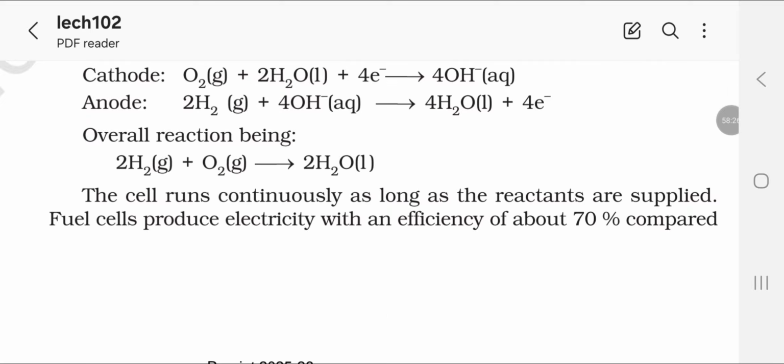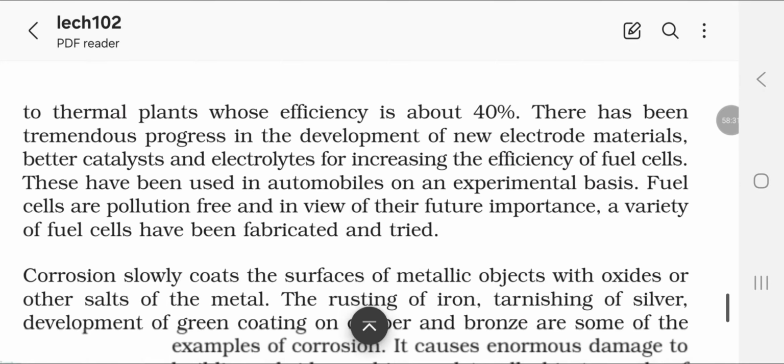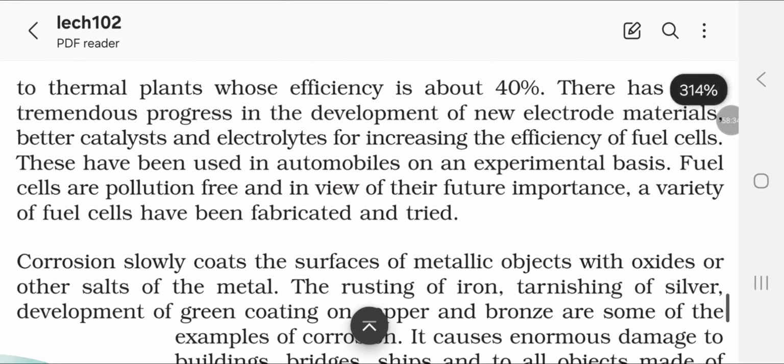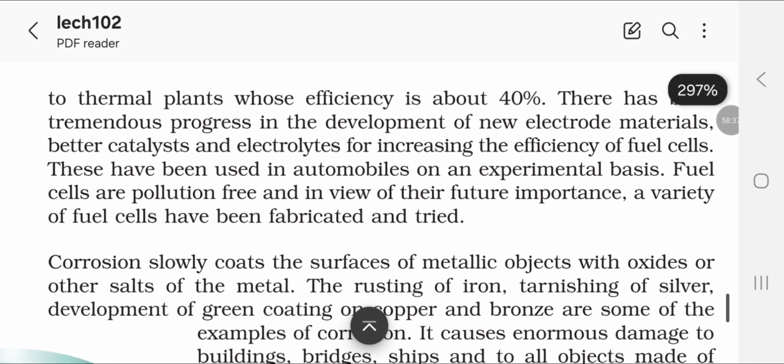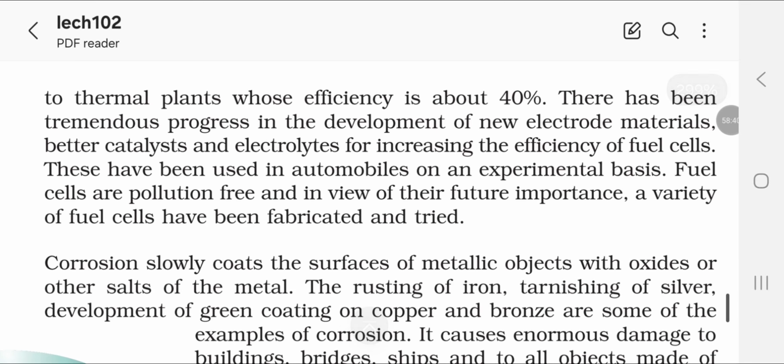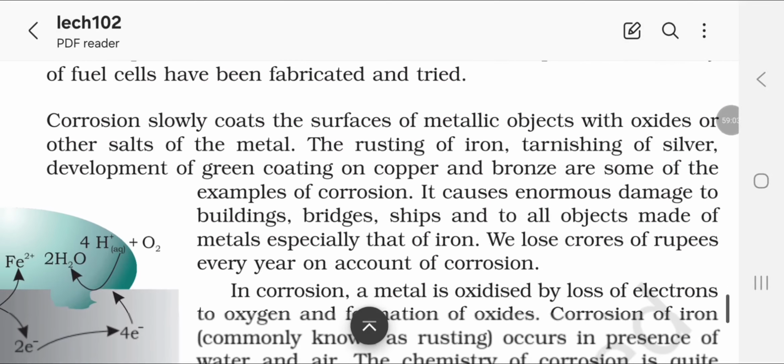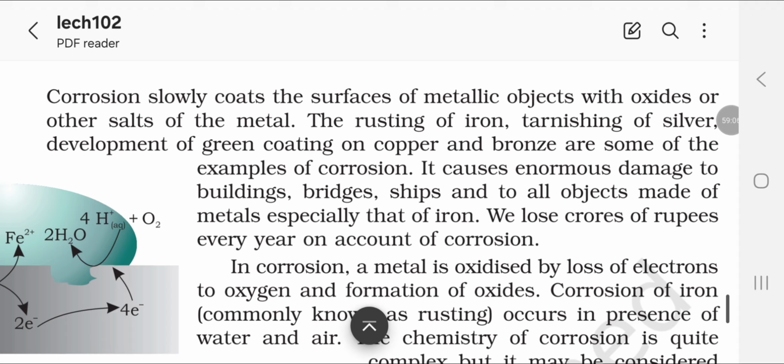Fuel cells produce electricity with an efficiency of about 70% compared to thermal plants whose efficiency is about 40%. There has been tremendous progress in the development of new electrode materials, better catalysts and electrolytes for increasing the efficiency of fuel cells. These have been used in automobiles on an experimental basis. Fuel cells are pollution free, and in view of their future importance, a variety of fuel cells can be fabricated and tried.